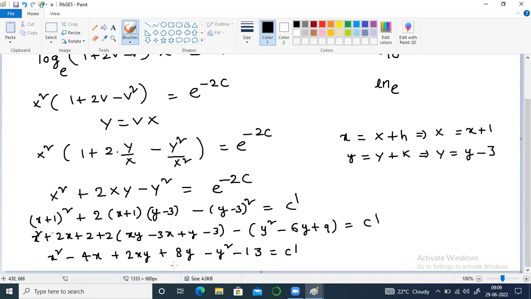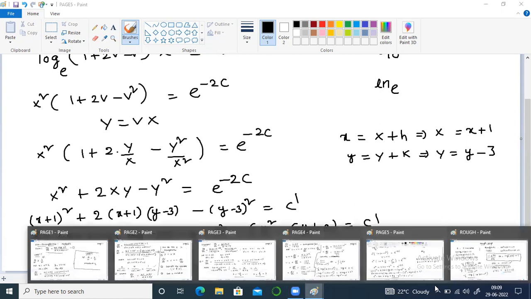That's it. This is the final solution. See, I told you the final solution should contain the variables they have given in the question, called small x and small y. Till that point, you have to bring the solution. Otherwise, it is incomplete. This is called a complete solution for the non-homogeneous differential form.